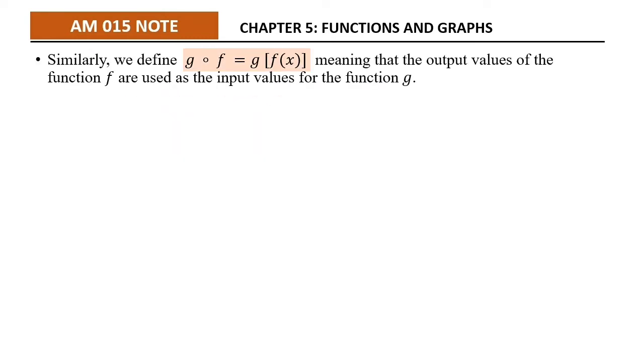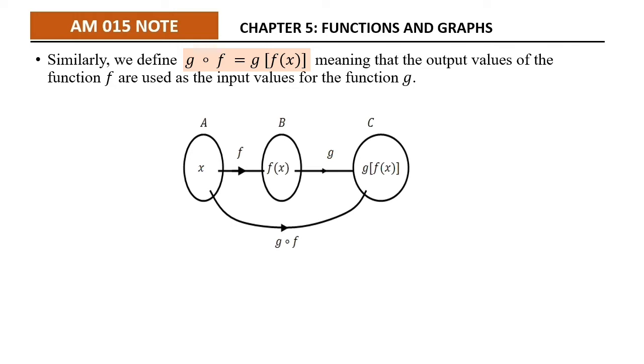Similarly, we define g of f equal to g of f(x), meaning that the output values of the function f are used as the input value for the function g. From a to b, we have function f, so f(x), and then f(x) will be the input for g, so we have g of f(x). So from a to c, we have g of f.